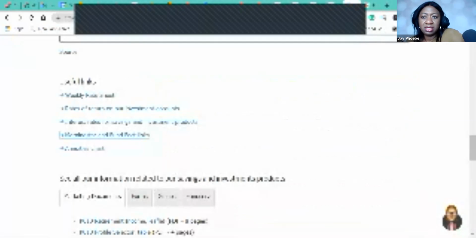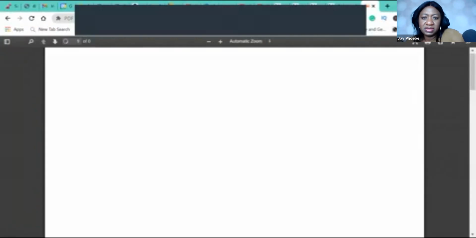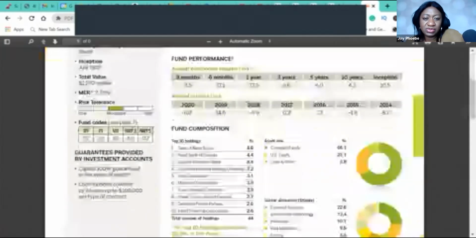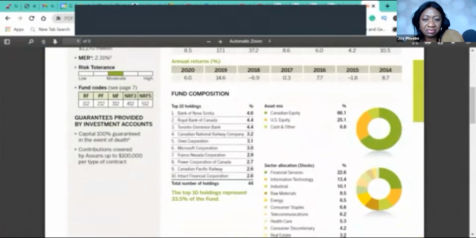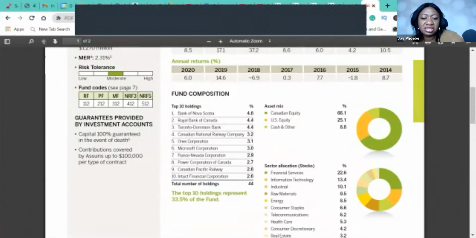For instance, if I go back and pick, is there where I can go back here? Okay, so let's look at this one. Yeah, you're going to see a lot of dynamics going through this. I hope you guys have seen my screen. Okay, so you see the funds compositions, right? Bank of Nova Scotia. You see there's the diversification here. The Royal Bank of Canada, Toronto Dominion, Canadian National Railway Company. You see Onex Corporation, Microsoft, Franco-Nevada Corporation, Power Corporation of Canada, Canadian Pacific Railway. You see Intact Financial Corporation. See the dynamics of this fund.